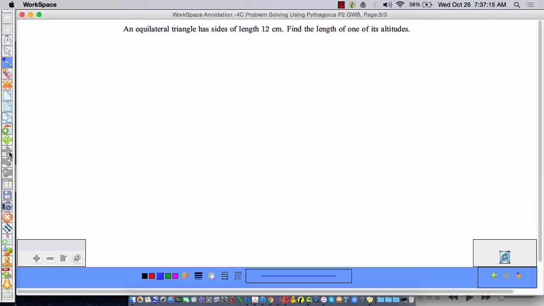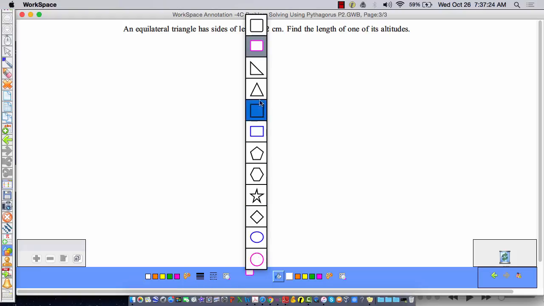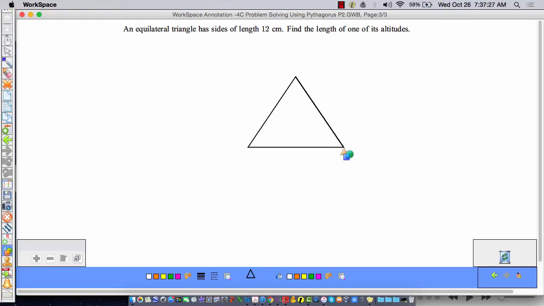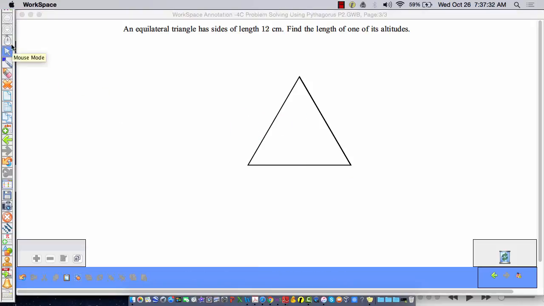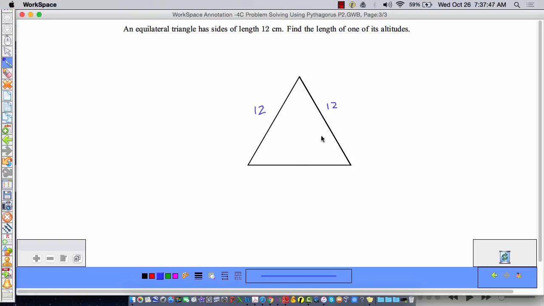Just one more. An equilateral triangle has sides of length 12 centimeters. Find the length of one of its altitudes. I'm going to cheat and use my triangle drawer here. Okay, equilateral triangle. That seems to be about equilateral right there. So we know that we have 12, 12, and 12.